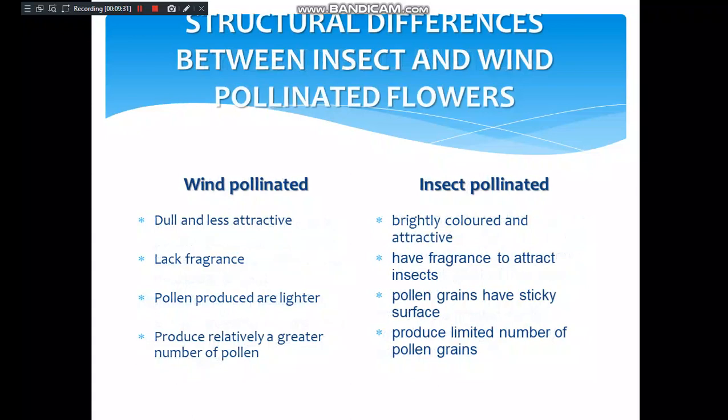Wind pollinated flowers produce relatively a greater number of pollen grains because these are carried by wind, so there are many chances that they fall off, so they have to produce a large number. However, insect pollinated flowers just produce a limited number of pollen grains, since there is a greater chance that pollen falls off right in the required place, which is the stigma of the flower.